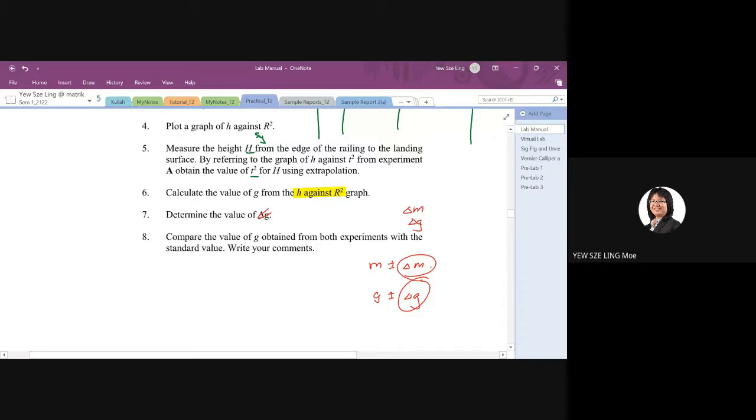In SEM 2, we will go through this. I think face-to-face class is already happening in SEM 2. So in SEM 2, I will guide you on how to calculate delta m and also delta g.